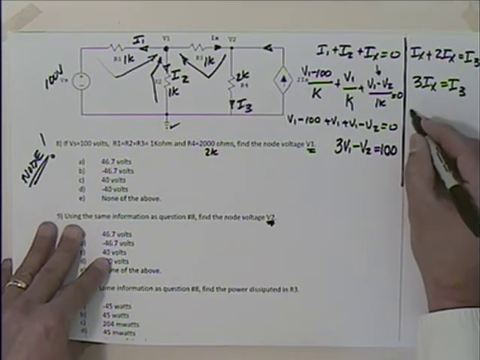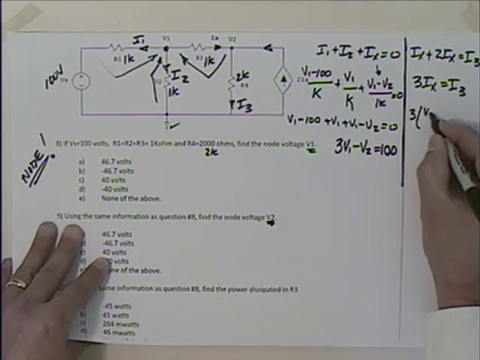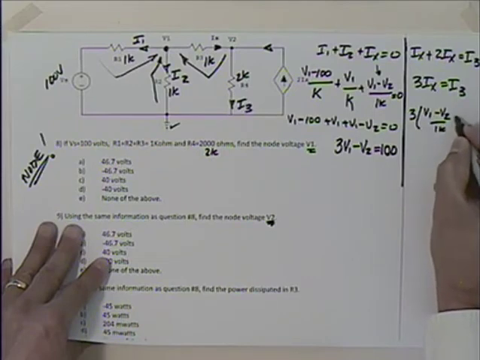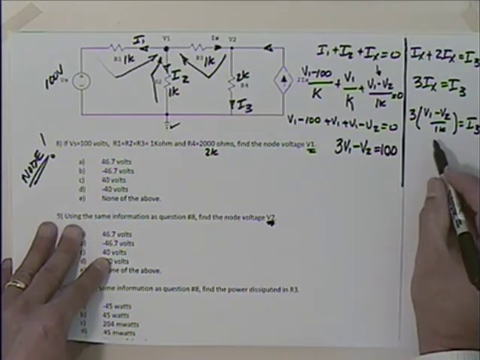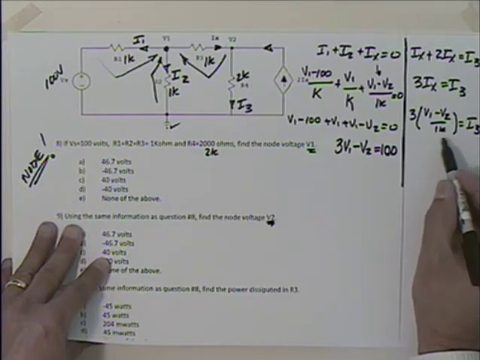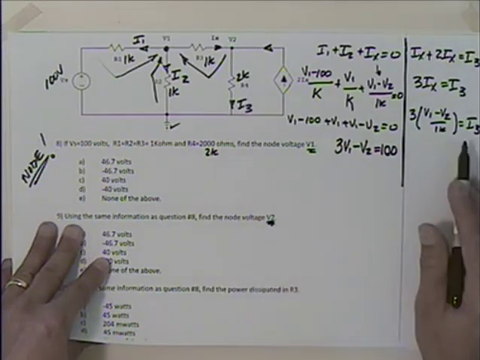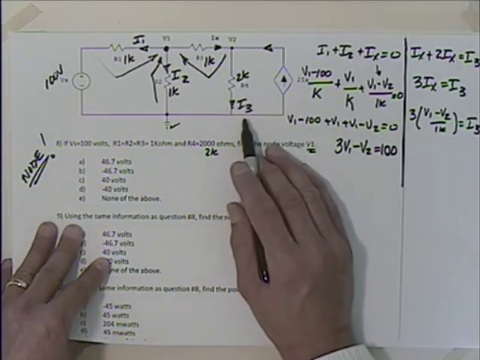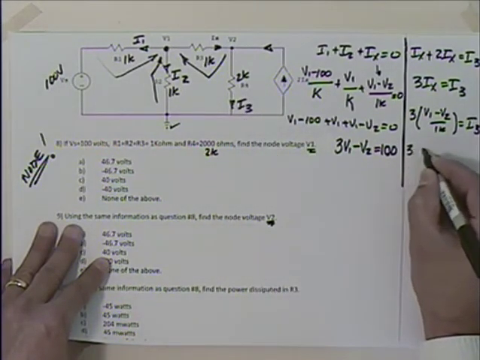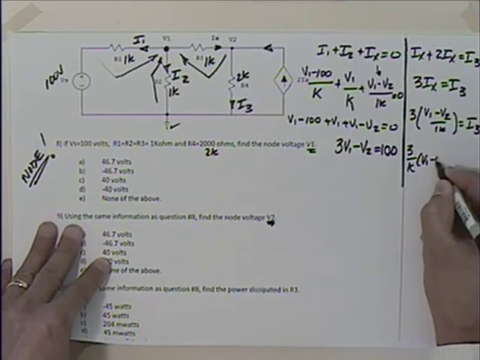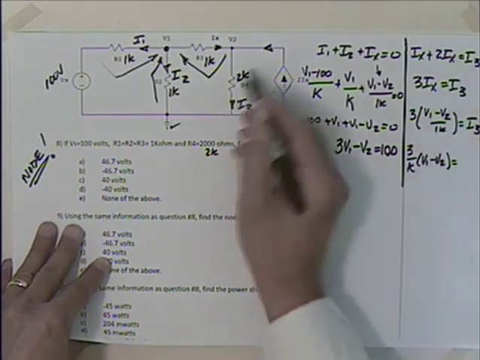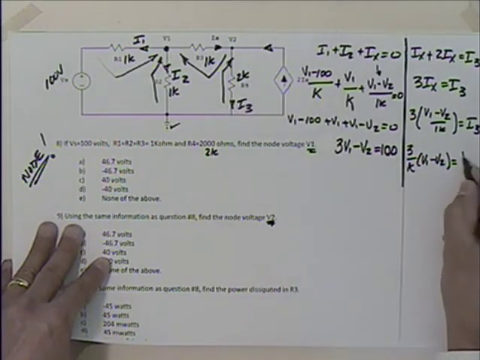So I could say that I have 3 times V1 minus V2 over 1K is equal to I3, right? So I've got then... did I do this? I need to define I3, don't I? I don't want I3 floating around, so we'll do that. 3 over 1K times V1 minus V2 is equal to, what's I3? That's that voltage there, which is V2, divided by, this time, 2K.